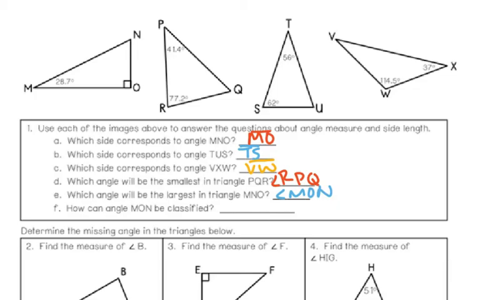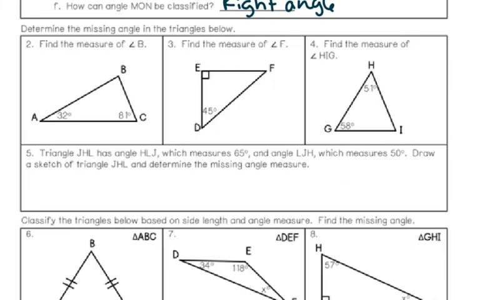So our last question here says, how can angle MON be classified? And like I was just saying, that is a right angle. And since that's a right angle, that would also be a right triangle. In our next section, we're going to determine the missing angle in the triangles below. We need to remember that triangles have a sum of 180 degrees. So I can take 180 and take away the angles that I know to find the remaining angle.